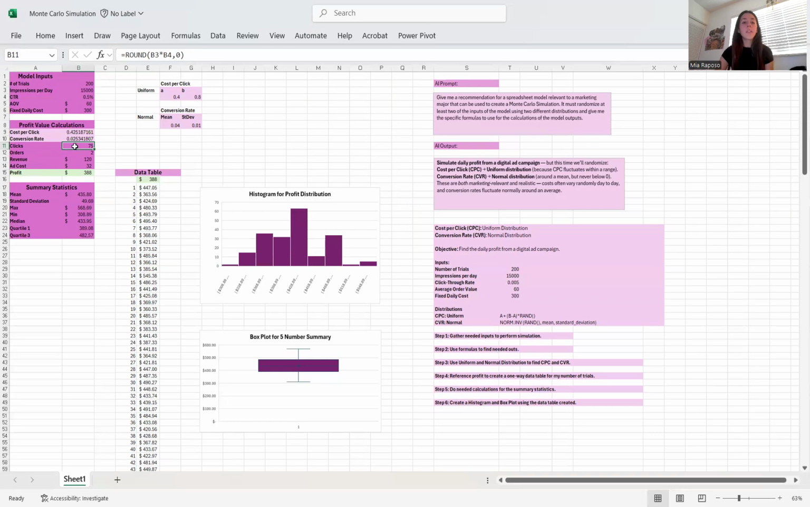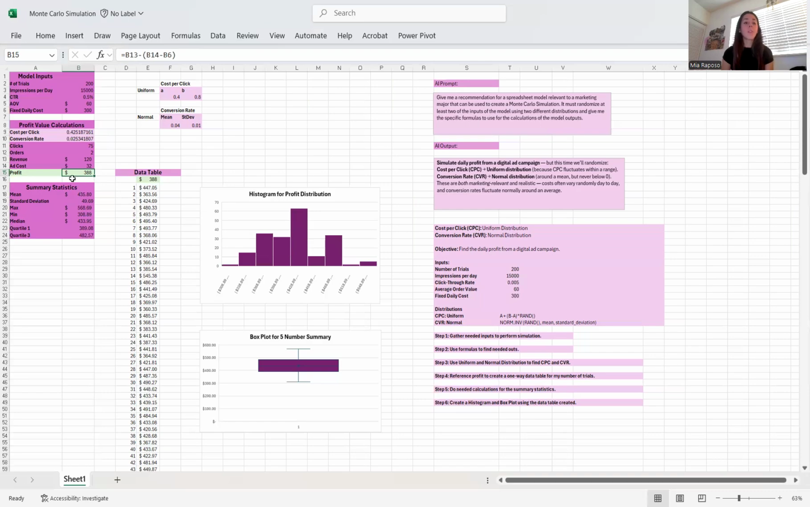For clicks, I had to round my impressions per day and my CTR, which was my click-through rate. The same goes for orders and revenue, which we know is our orders times our average order value. Then we also had the ad costs, and then I got my total profit. Profit is the important one. So we have my revenue minus all my costs.